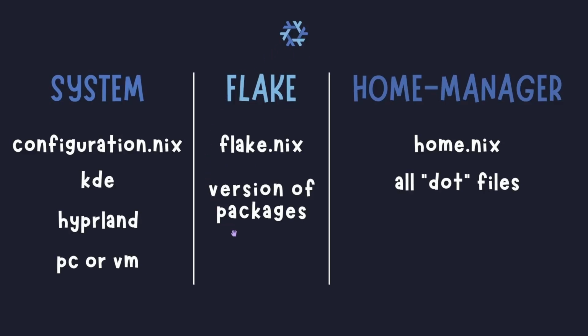The only thing I put in the Flake is the version of the packages, or should I say I put it on the unstable branch, and that's it. And I make sure that all packages follow that unstable branch. And in Home Manager I only put dot files, and you will see in which way I do that, and I will explain why.